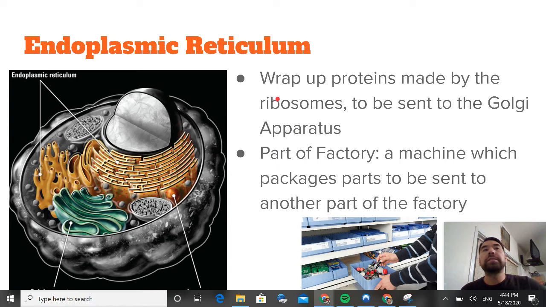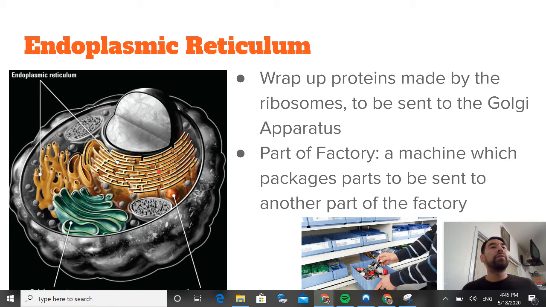So the purpose of an endoplasmic reticulum, or the ER, is to wrap up proteins made by the ribosomes to be sent to the Golgi apparatus. Now, that's just a different part of the cell, so don't worry for right now. So, does it make sense why there's ribosomes there? Sure, because its job is to wrap proteins made by the ribosomes. So those ribosomes will make some proteins, and this endoplasmic reticulum will wrap them up.